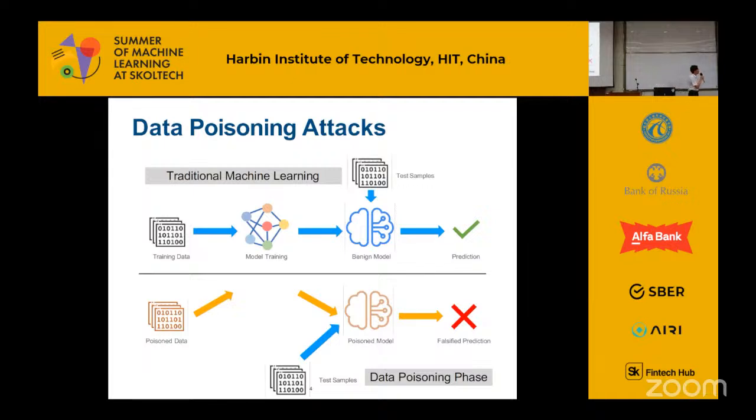For the above, you can see that the traditional machine learning workflow is like this: you have the training data, you get the model trained, and then test data get into the benign model to make the final prediction. But when the training set is poisoned, as at the bottom, some poisoned data are injected into the training set, and after training the model becomes biased and poisoned. Once the same test samples get into the model, it will produce falsified predictions, and the predictions themselves are modified or influenced. So this is called the data poisoning attack.